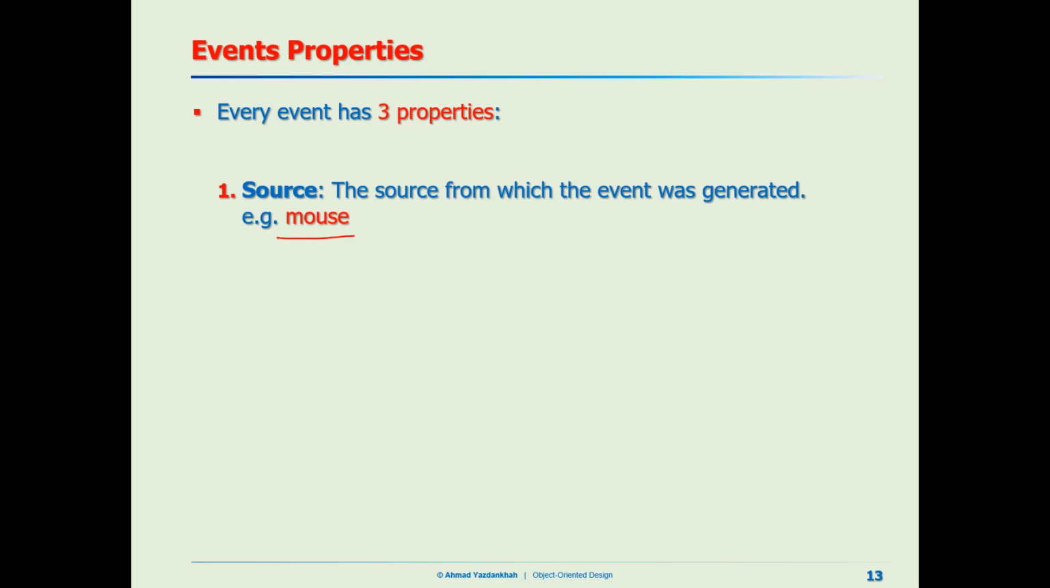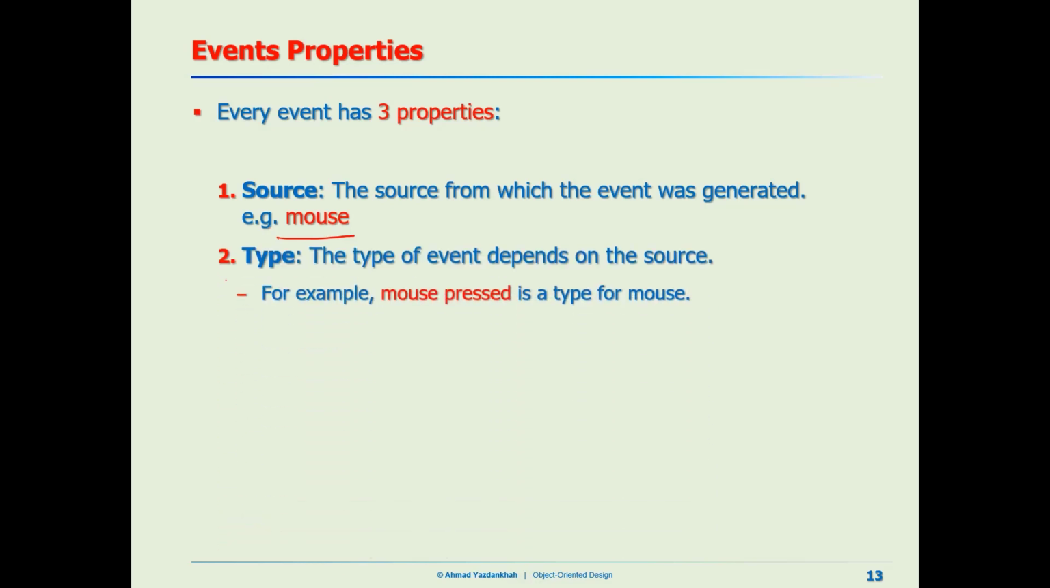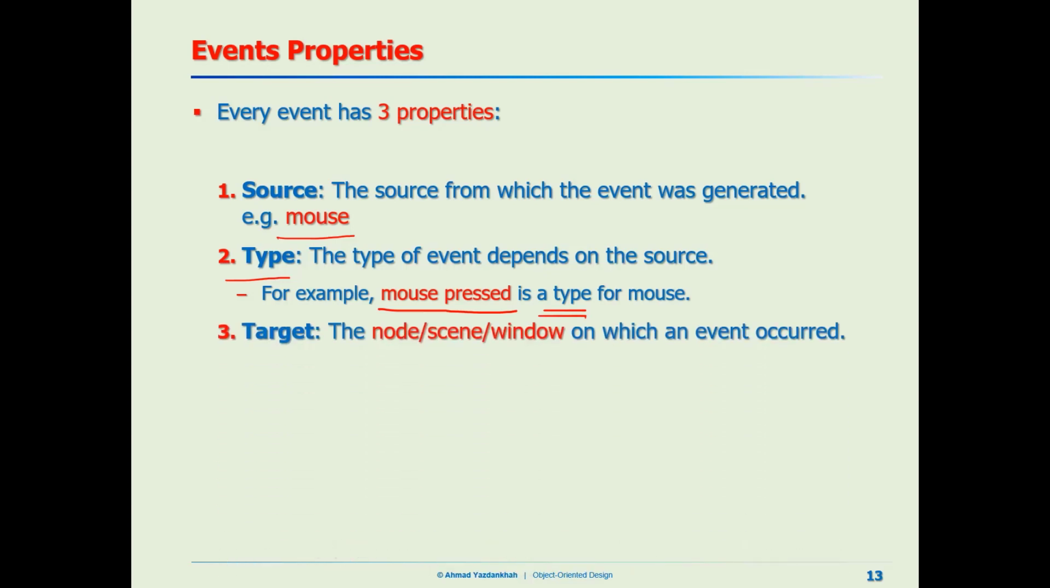Another property would be the type of the event. For example, we saw some examples from the mouse in the previous slides. Mouse pressed is a type, okay? And the third one is the target, where this event happened. It was a button, a text field, a window, a drop down list, and whatever.